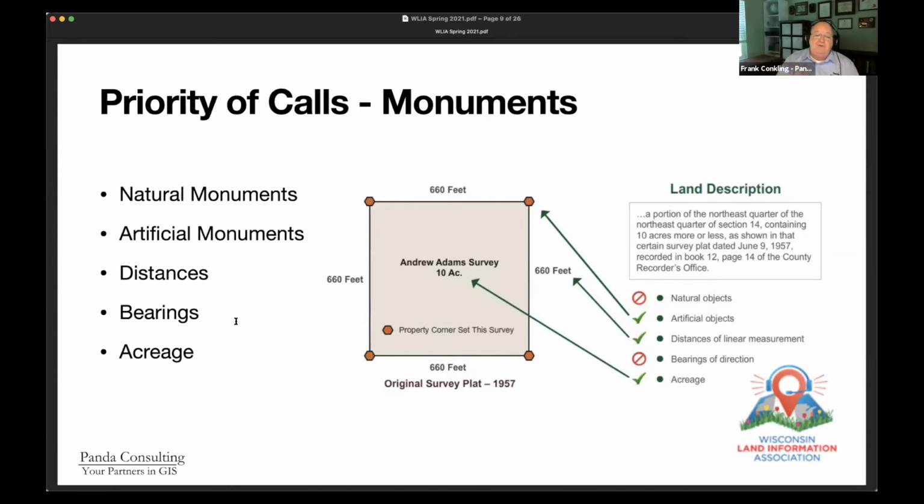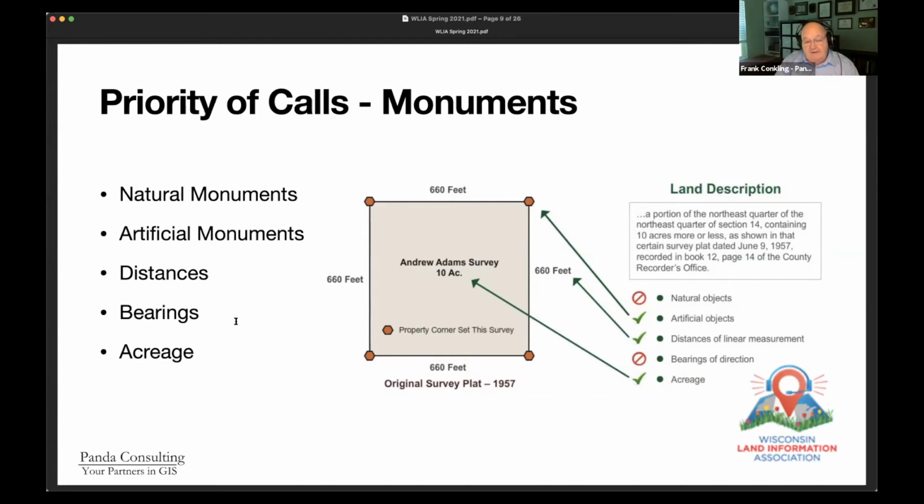So as you're going through and looking to map a legal description, whether it's an adequate description or a metes and bounds description, you always want to keep in the back of your mind this priority of calls to monuments, and recognize if there's a conflict, which one is the highest priority? Which one should you be depending on when you're mapping this?